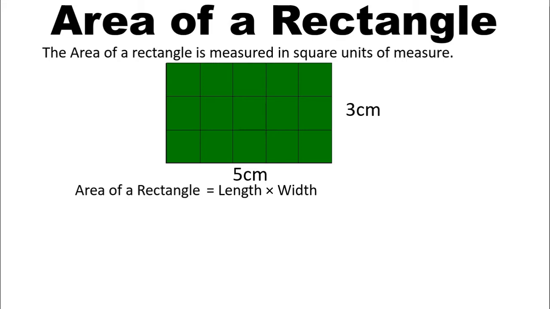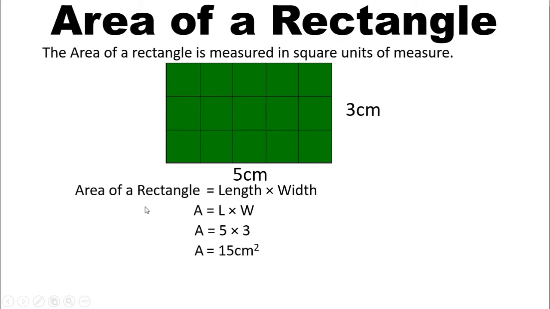The formula could be written just using variables, so letters, to represent the numbers. So A, the area of a rectangle, is always L, which is the length, multiplied by W, which is the width. So in this case, A is equal to 5 times 3, which is 15 centimeters squared.